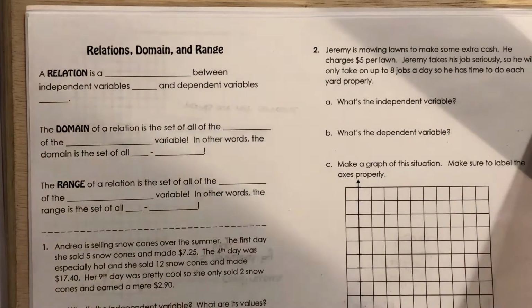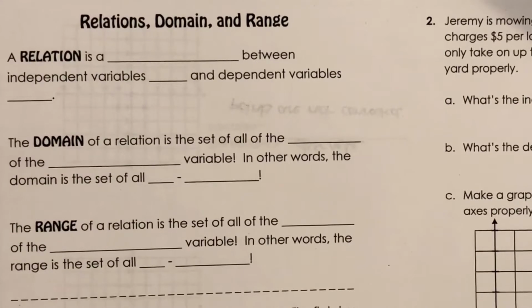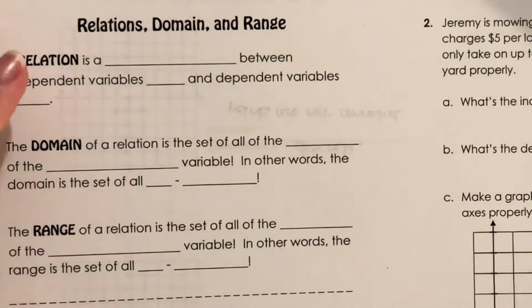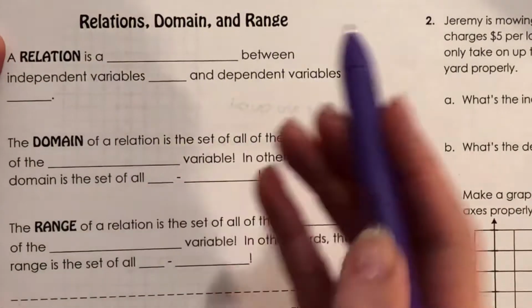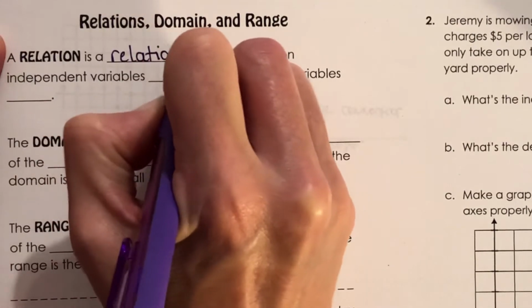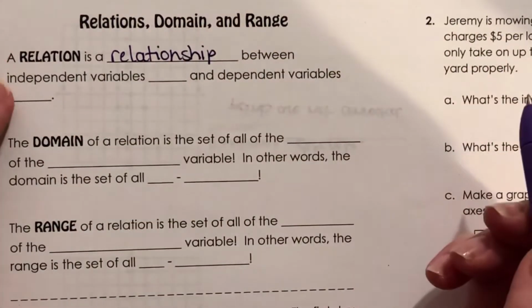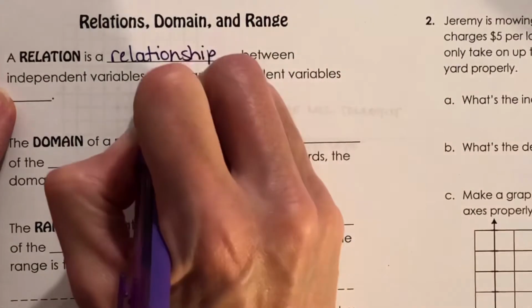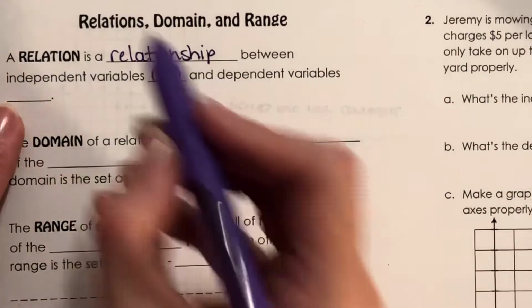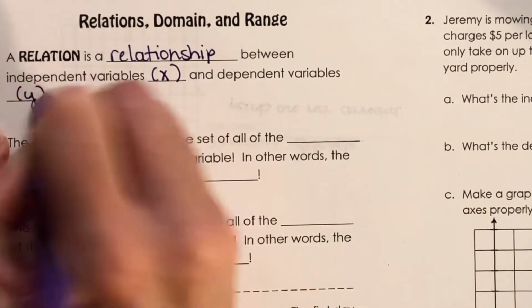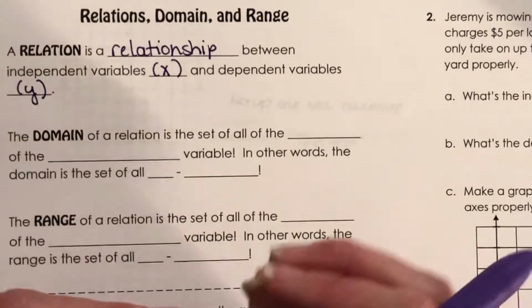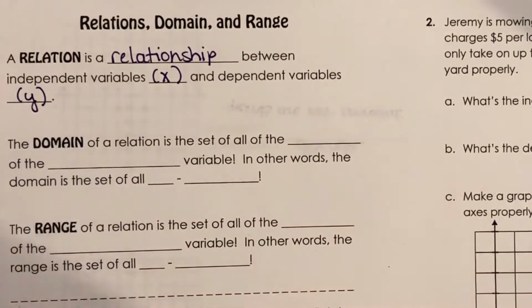Let's talk a little bit more about the domain and the range. So just to quickly review, a relation is a relationship between the independent variable, which are the x values, and the dependent variable, which are your y values. There's some sort of relationship or rule that connects your x's, your inputs, and your y's, your outputs.